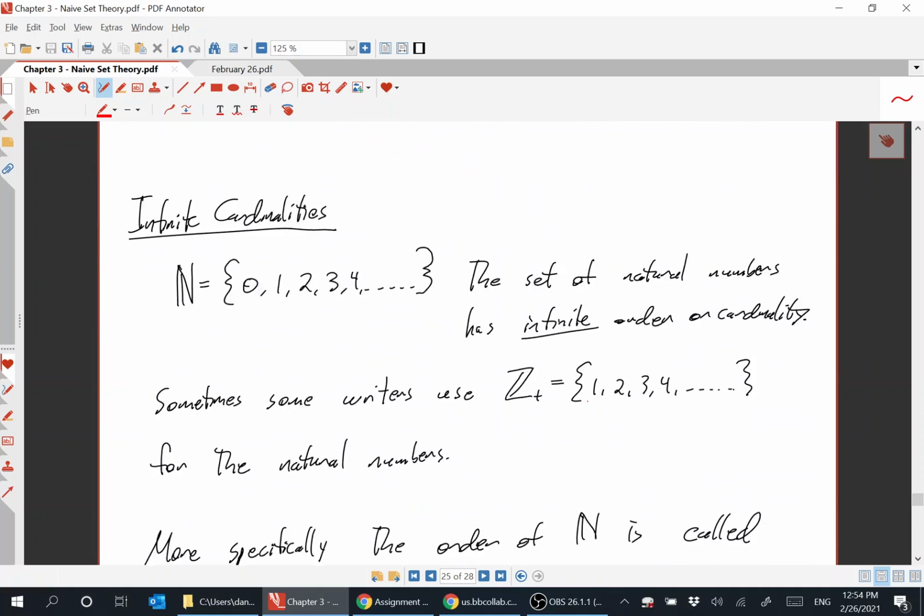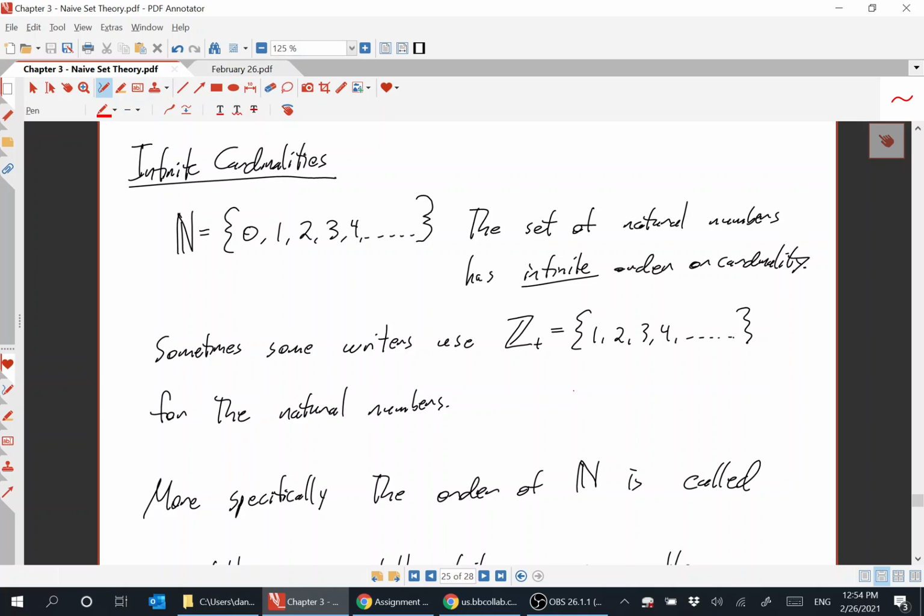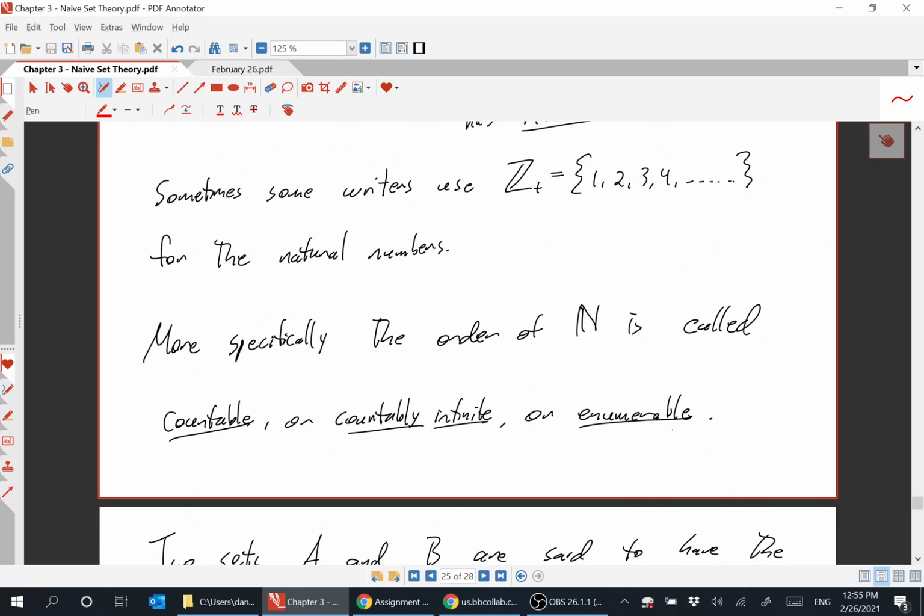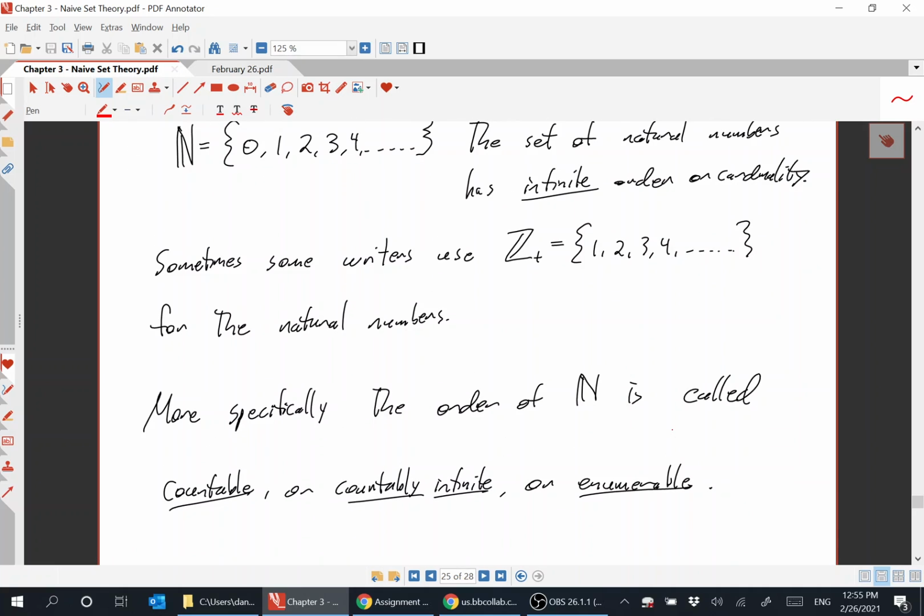And then we started talking about infinite cardinality. The basic infinite cardinality is called countably infinite, or countable, or enumerable. So the set N of natural numbers is said to be countably infinite. Sometimes you might want to count starting at 1 instead of 0, and that's fine. The positive integers are the same thing, countably infinite or enumerable. It's an infinite set, but you can list the things out: first element, second element, third element, fourth element, and so on.